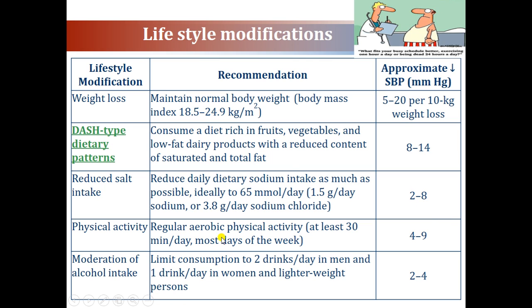Physical activity: regular aerobic physical exercise at least 30 minutes per day, on most days of the week, can reduce blood pressure by 4 to 9 mmHg. And moderation of alcohol intake: limit the consumption of alcohol to 2 drinks per day in men and 1 drink per day in women and lighter weight persons. That would reduce the blood pressure by 2 to 4 mmHg. So these are the lifestyle modifications. You advise the patient to lose weight, proper dietary modification, low sodium intake, avoid alcohol, and regular physical exercise.